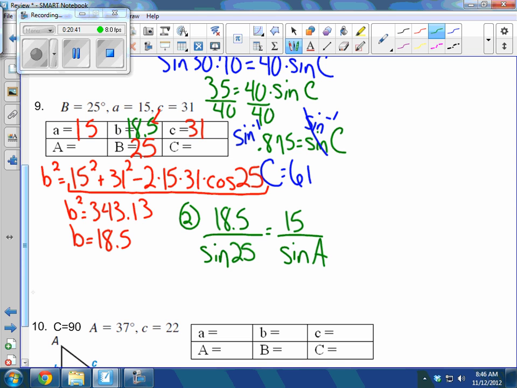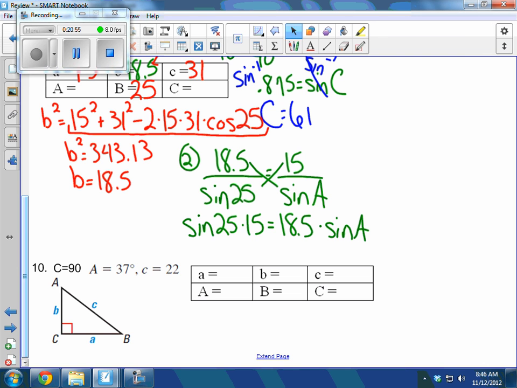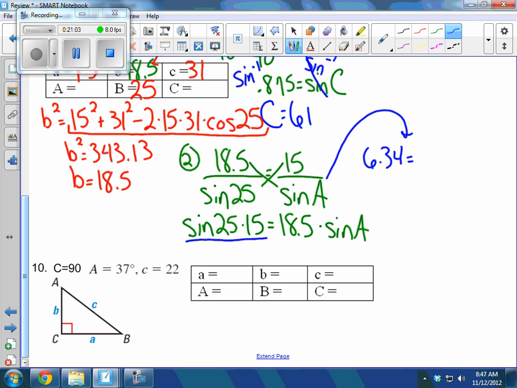So cross products. On the calculator, I should take sine of 25 times 15. And when I'm done, that amount should be the same as 18.5 times sine of A. So you will type the sine of 25 times 15 into your calculator. When you do that, you get about 6.34. And that means 6.34 is whatever 18.5 times sine of A is as well.